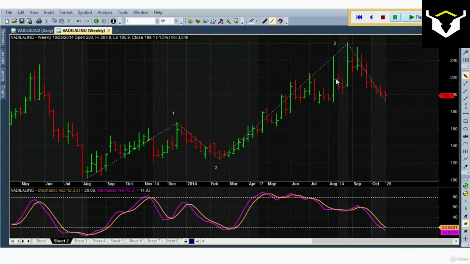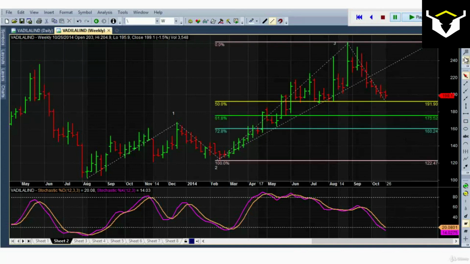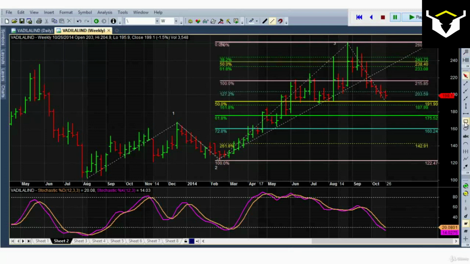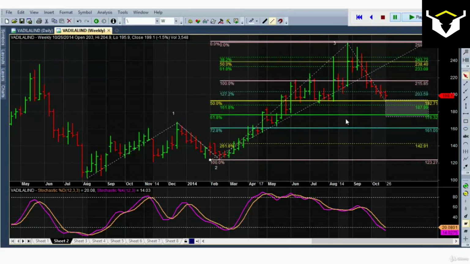Following is a Vadilal Industries weekly chart, and as of the last bar, you can see prices seem to be making a wave 4 swing low. Stochastic suggests prices have reached oversold zone. I'll plot extensions and ratios: wave 3 extension, wave 3 ratio, and wave 2 extension, giving me a tight price cluster of 190 to 175.